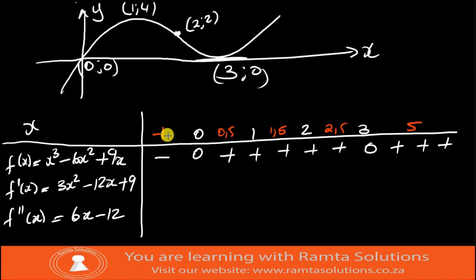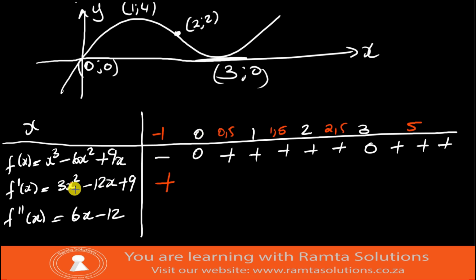So let's substitute this -1 into f prime x. Let's do it. Let's take out our calculators. So this is 3 into -1, close the bracket, squared, minus 12, open bracket, minus 1, not squared, minus 1, and close your bracket, plus 9. We find a positive, right? We find a positive.